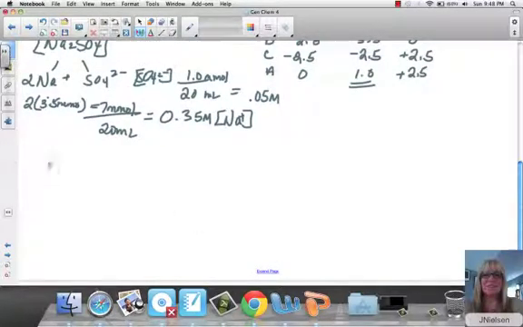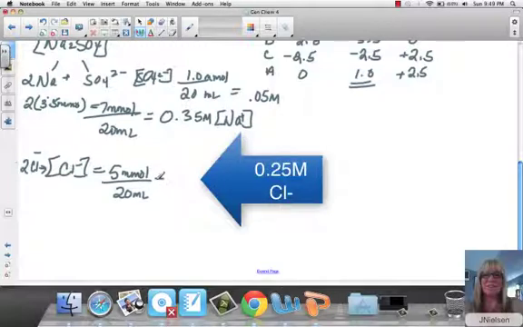And lastly, the concentration of chlorine. Well, chlorine was a spectator as well. And for chlorine, we had an original concentration of 2.5, but there is 2 Cl minus. So the concentration of chlorine is going to be 5 millimoles divided by 20 milliliters.